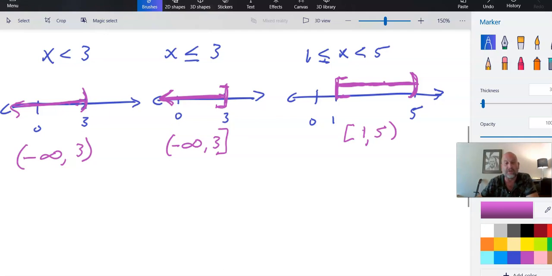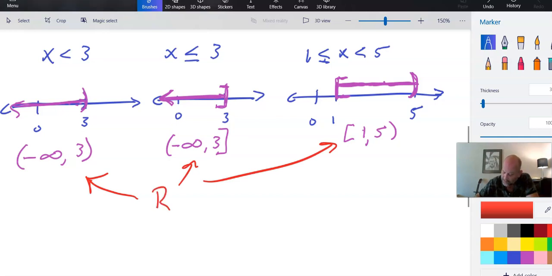These are all real number solutions. So let's say I want to write that somewhere. These guys here, these are real numbers.